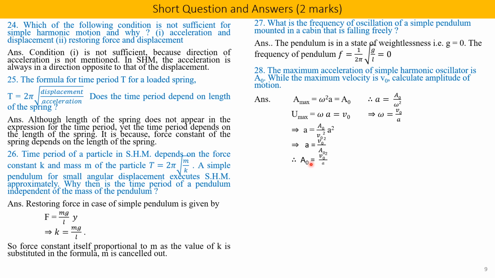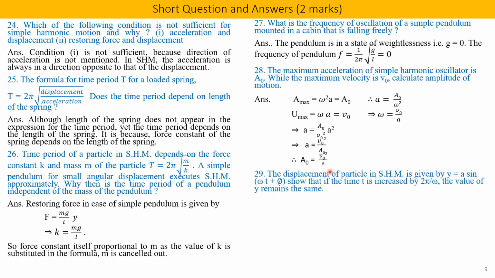Therefore, the value of a0 is v0 squared by a, the acceleration. Question number 29. The displacement of a particle in simple harmonic motion is given by the relation y equals a sin(omega t plus phi). Show that if the time t is increased by 2 pi by omega, the value of y remains the same.